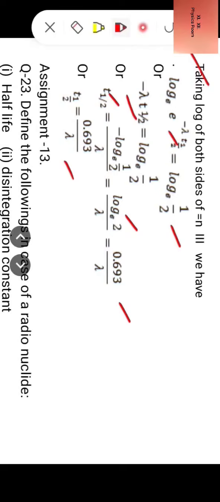This is how we can derive the expression for half-life. T half is equal to 0.693 by lambda, where lambda is disintegration constant.